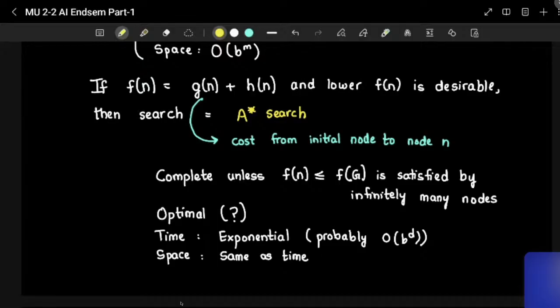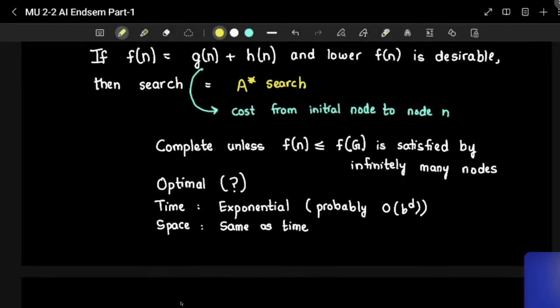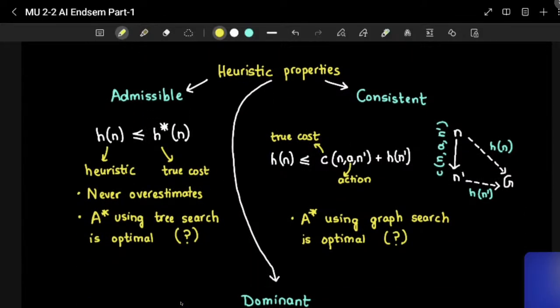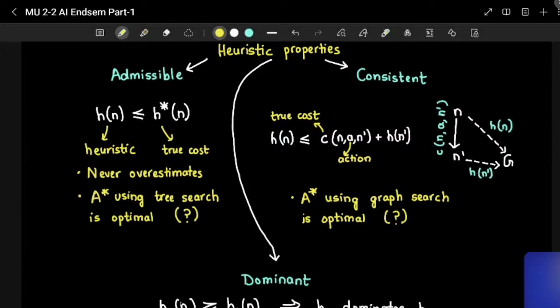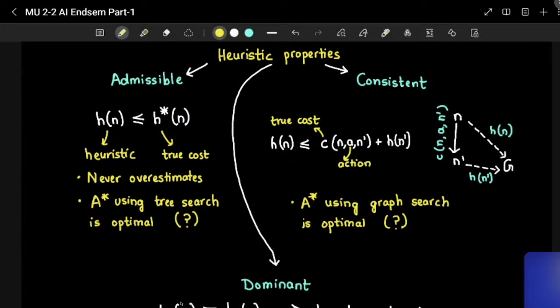Apparently, A star is optimal when it is complete. Why is it optimal? I am not sure, but it is optimal. I do not have the justification. Time complexity is some exponential time complexity, probably B power D. Space complexity is also almost the same. That is fine. Now, heuristic properties. This one is very colorful. You'll probably have to know it.